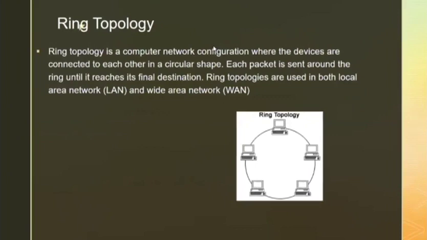That means, I'm calling these computers A, this is B, this is C, this is D, and this is E. If you are sending data from A to D, it goes to B first, then C, and it moves to the D computer. So these data packets are read by the B computer and C computer. That is also a disadvantage of the ring topology.